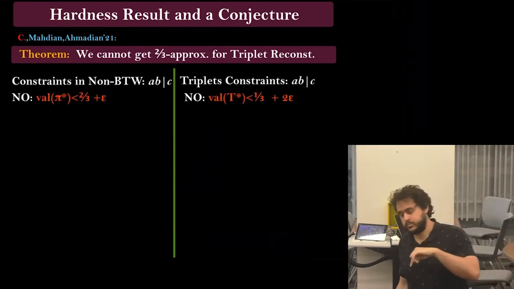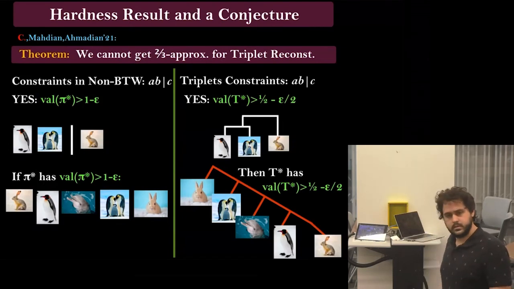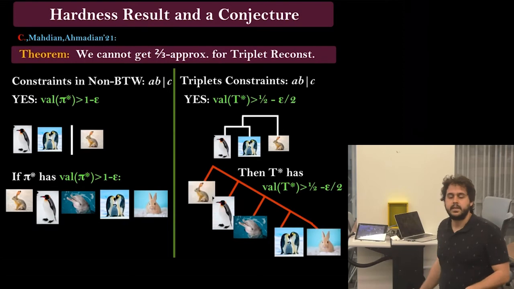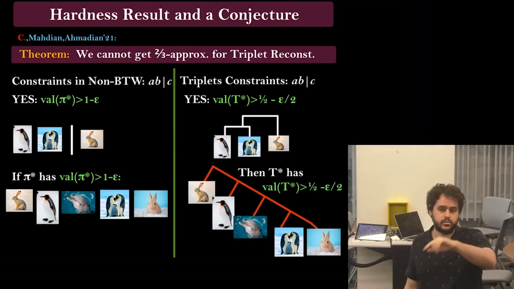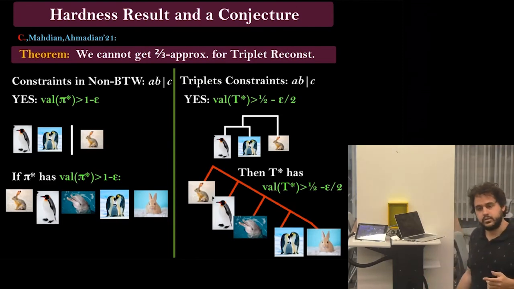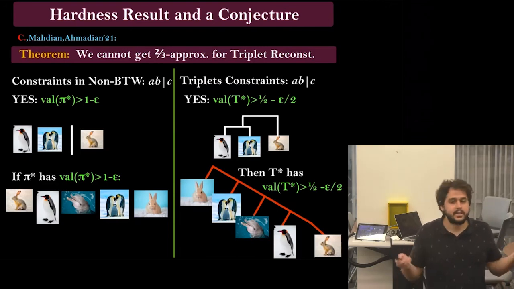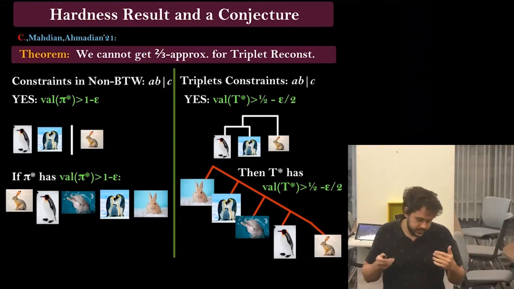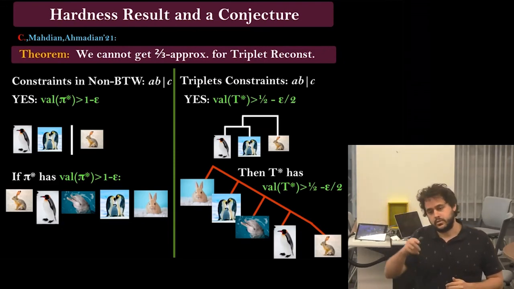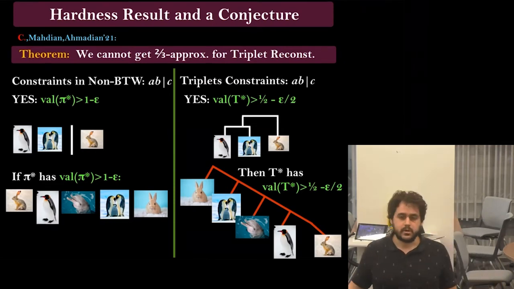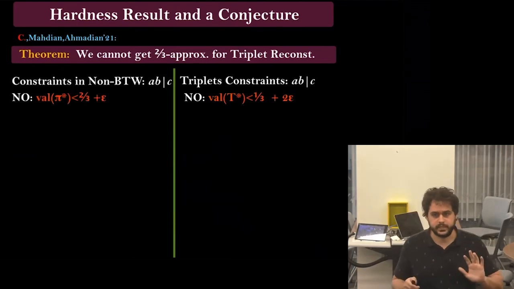Either I put the leaves as they appear in the permutation, you can check this here, or the reverse order. And it's not hard to see that either the forward order or the backward order will satisfy at least 1/2. So this is the yes case.